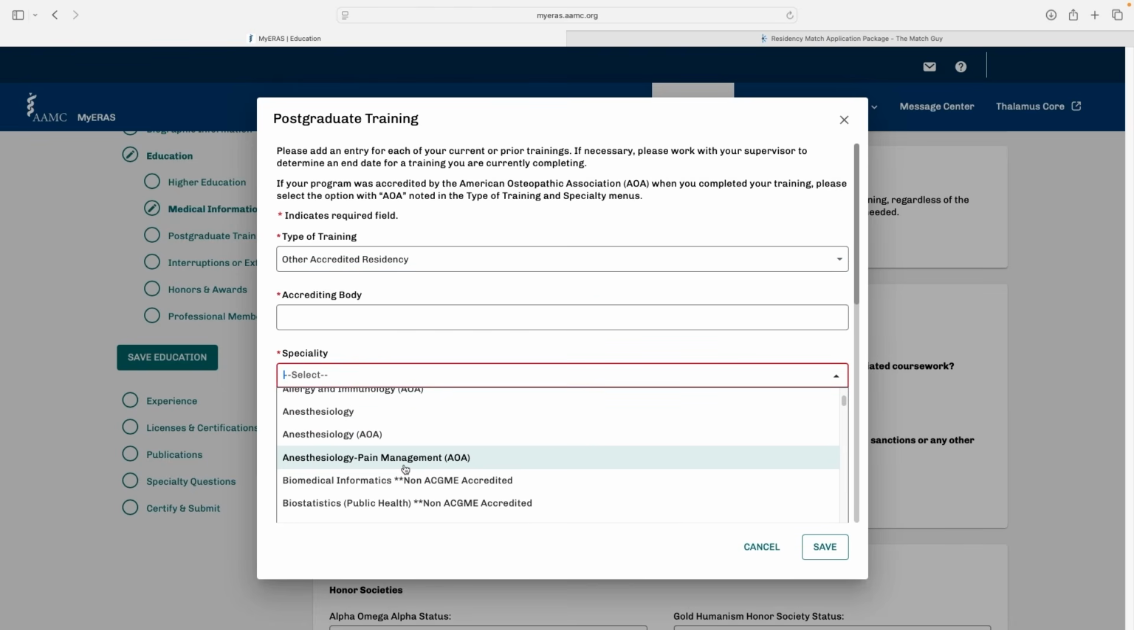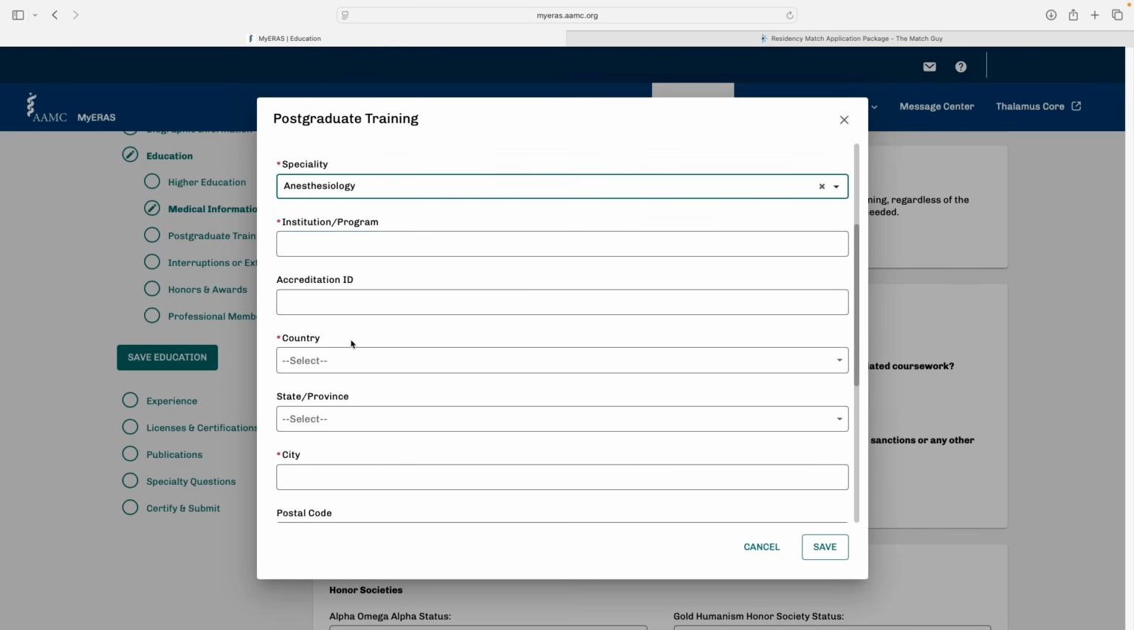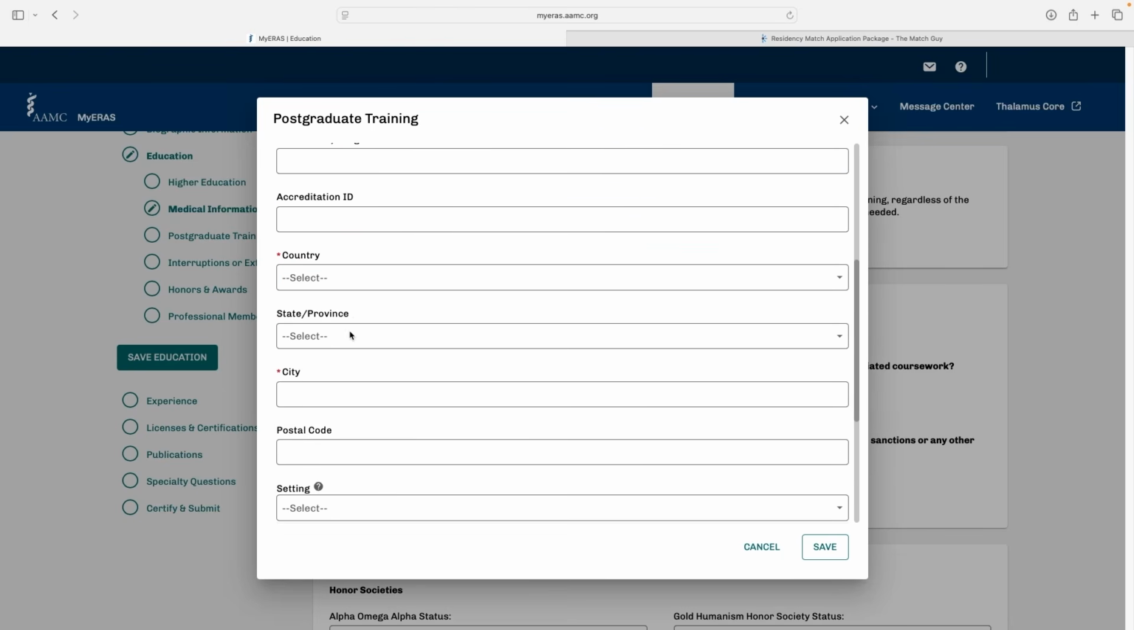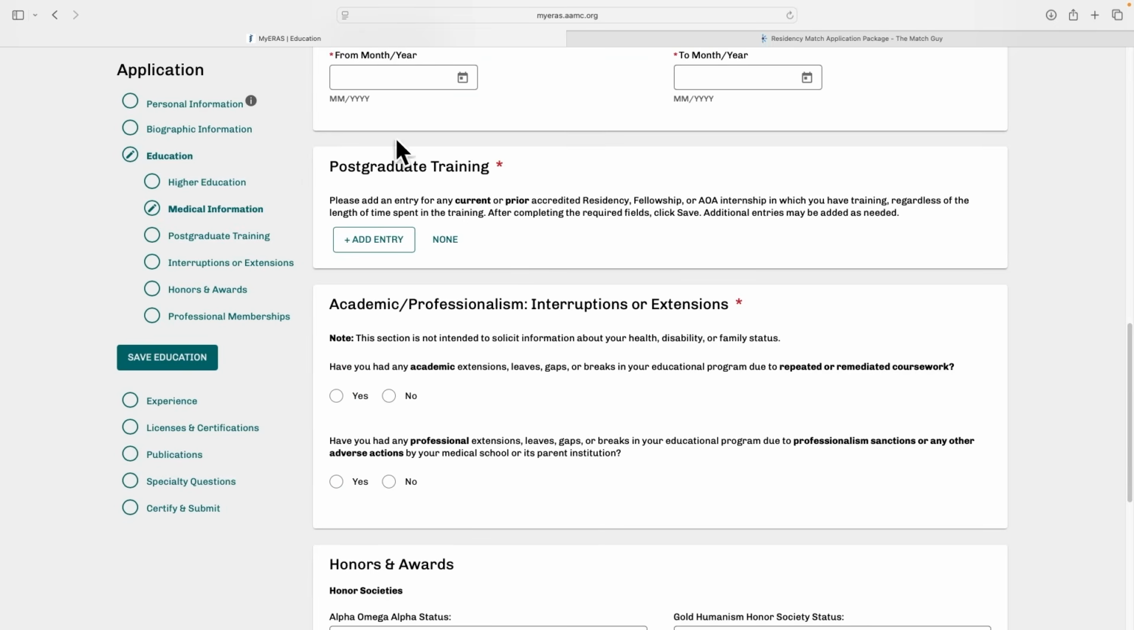Same thing here. Let's say anesthesiology. You'll mention the name of the institution and the program, accreditation ID if they have that, and then the address, program director name, the same supervisor, and dates. And I think this is a move in the right way. It's very confusing to have residency in your home country as an experience rather than in this postgraduate training. So that unifies everything, and programs can tell whether it's ACGME or not ACGME from the accreditation or the subcategory of the postgraduate training. So it's very easy to figure out whether this was ACGME or not.